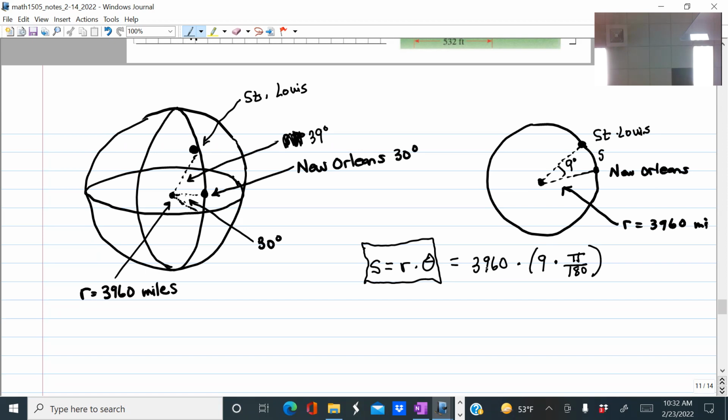Now of course you'll need a calculator to help you do these computations, although some of it you can do a little bit of by hand. 9 goes into 180 20 times, so you could simplify that without a calculator. So you really have 3960 times pi over 20. What is that approximately? Can y'all do that for me? So 3960 times pi and then divide by 20.